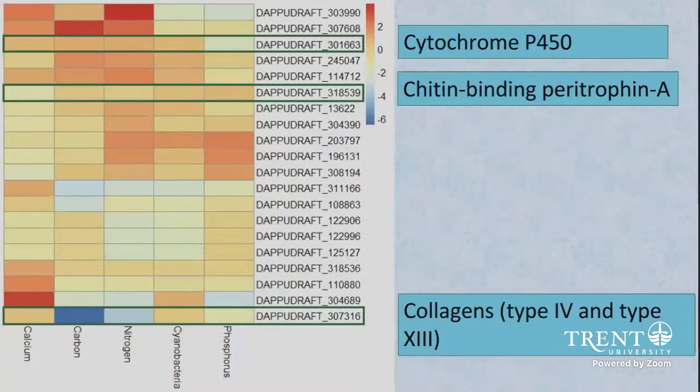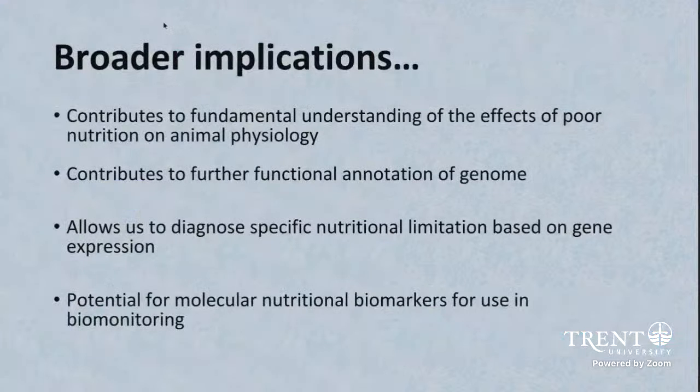And if I go back to the heat map here, a third of these genes, so 7 of these genes, had completely unknown functions. But by looking at their expression levels in relation to different nutritional treatments, that's going to help us unpick what the function of some of these genes are. It also allows us to diagnose specific nutritional limitations based on gene expression, which for me is a really good news story when it comes to maybe in the future deploying these as nutritional biomarkers for biomonitoring programs.